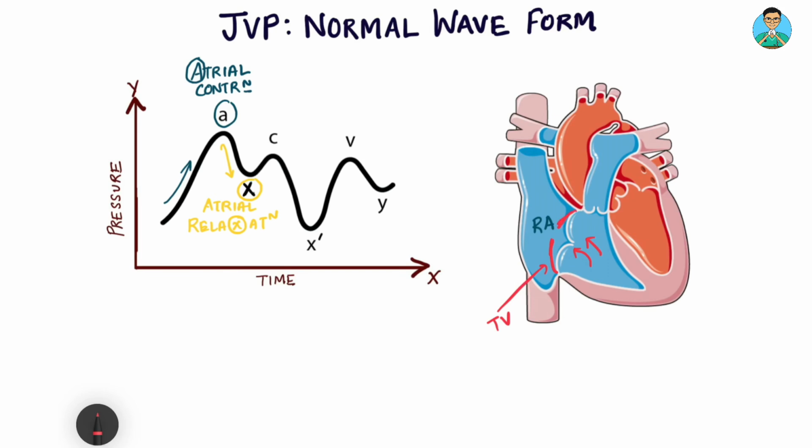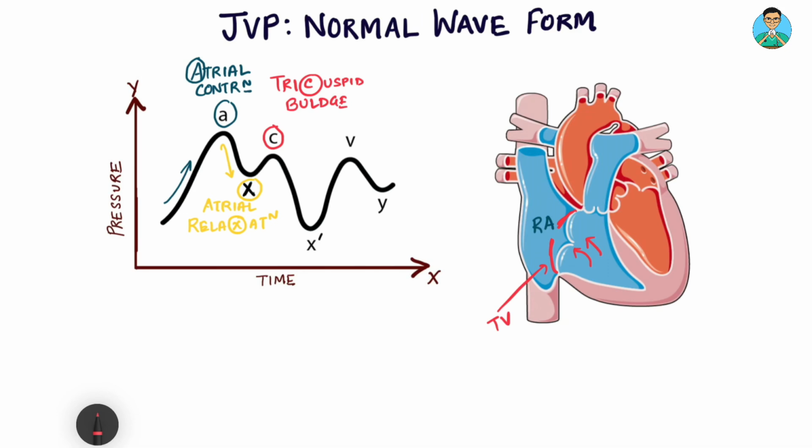And this bulging of the tricuspid valve into the right atrium will decrease the space in the right atrium and increase the pressure. That is why there's an increase in the pressure of the right atrium, which is demarcated by C over here, tricuspid bulge. The C in tricuspid should remind you of that.